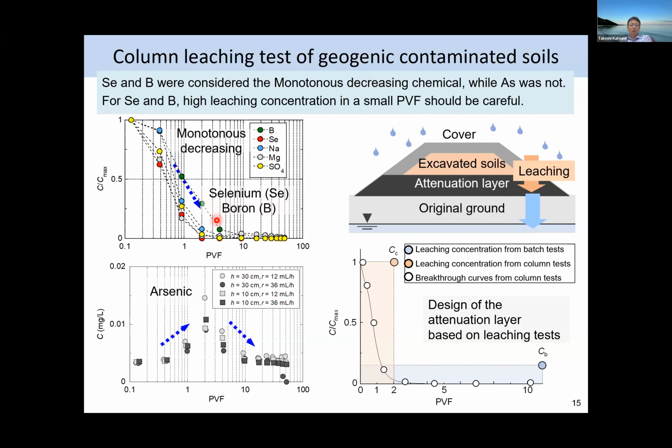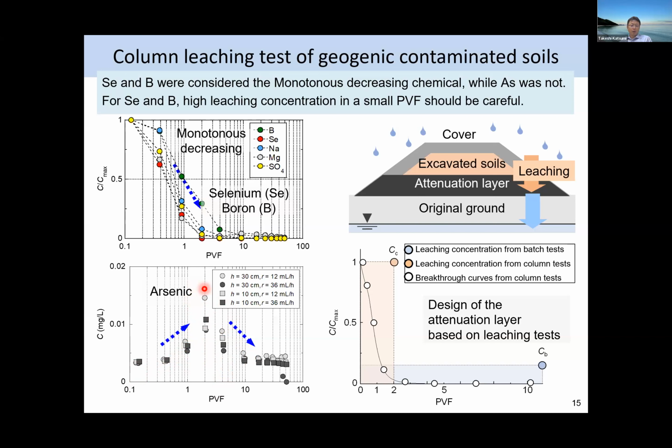For example, this is the leaching behavior of selenium and boron, in which you see a monotonous decrease of the leaching values. So for such elements, we should be careful about the first few weeks, or first few months, or first few years. But for arsenic, in this case, we have higher concentration values at more than 1 volume of flow, which might occur 1 year later, or 2 years later, or 5 years later after the filling of the embankments.